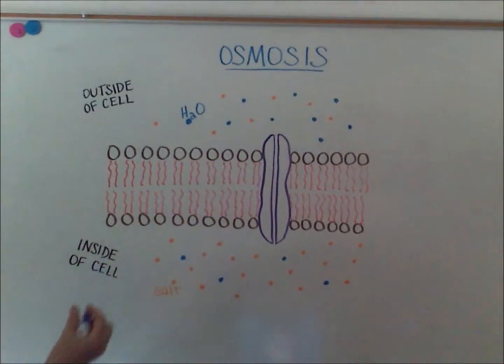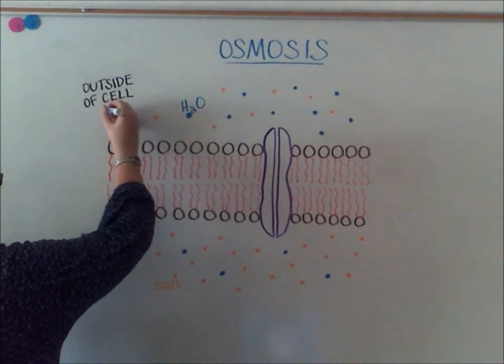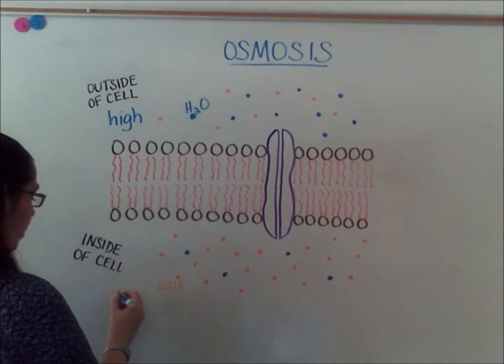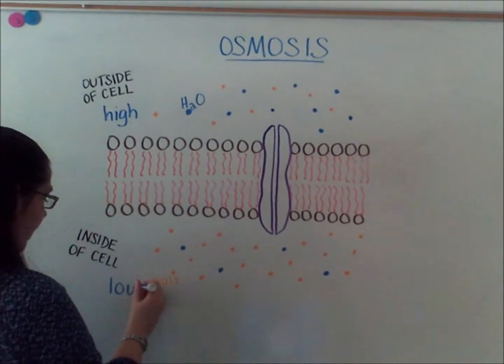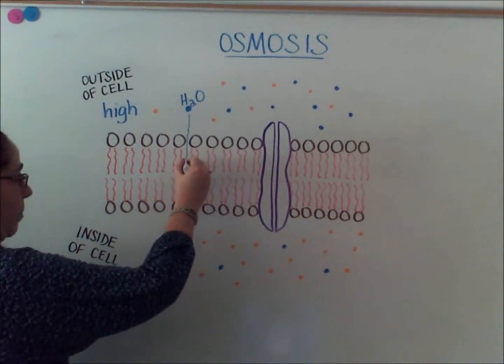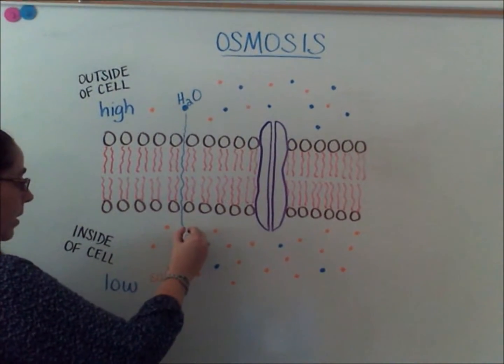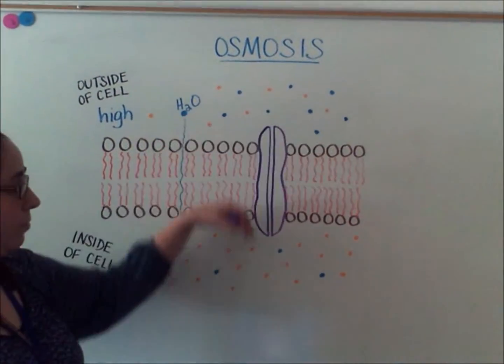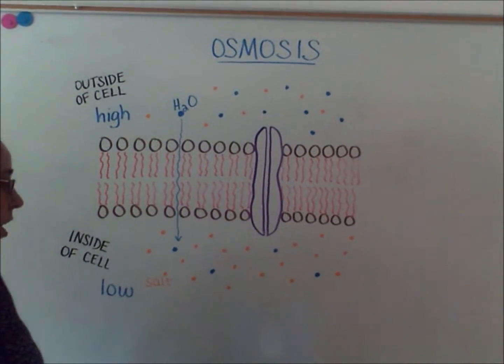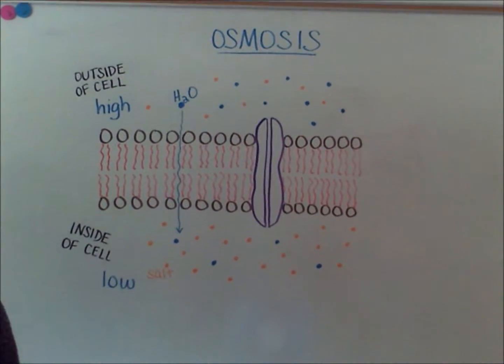Just like with diffusion, it goes from a high water concentration to a low water concentration. The water can go right through the cell membrane so that you have a lot of water flooding into the cell, balancing out the concentration of salt and water inside of the cell.